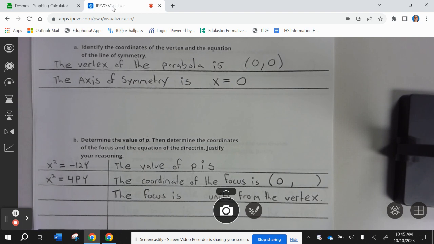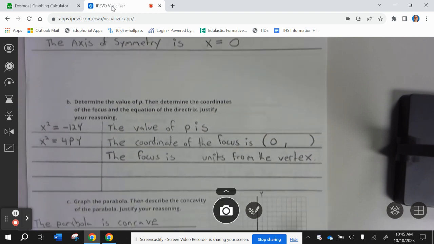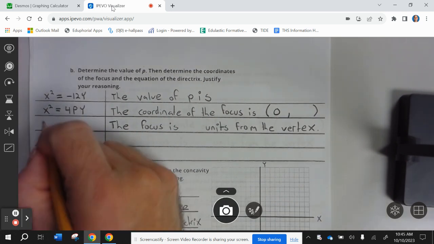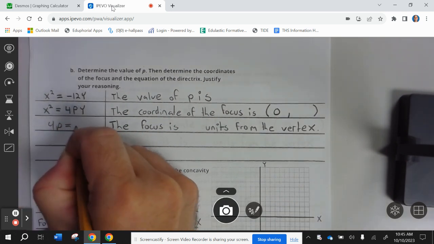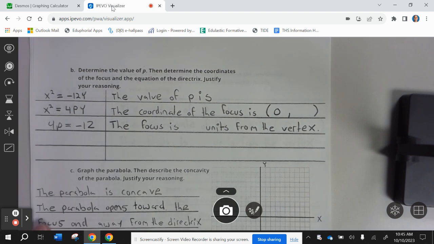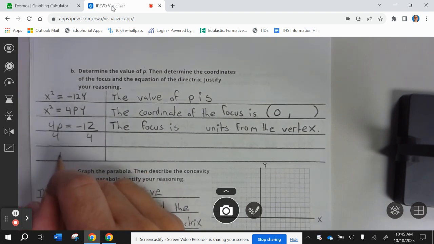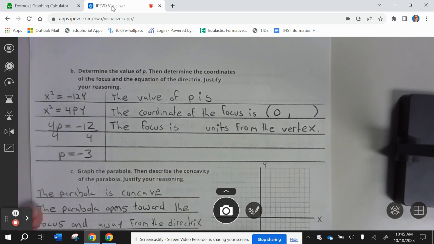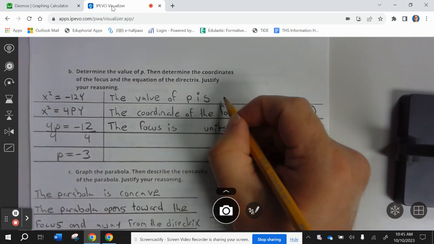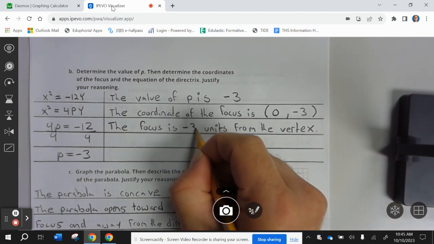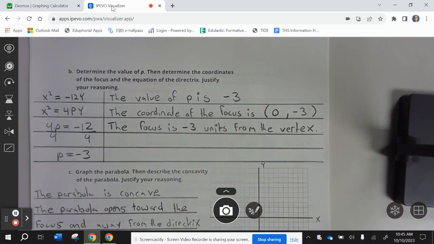Determine the value of p, then determine the coordinate of the focus and the equation of the directrix. Justify your reasoning. We know x squared equals negative 12y, and x squared equals 4py. So 4p equals negative 12. So we're going to solve for p. We divide both sides by 4, so p equals negative 3. The value of p is negative 3. The coordinate of the focus is (0, negative 3). The focus is negative 3 units from the vertex.